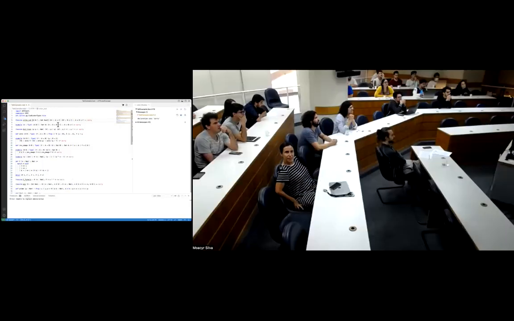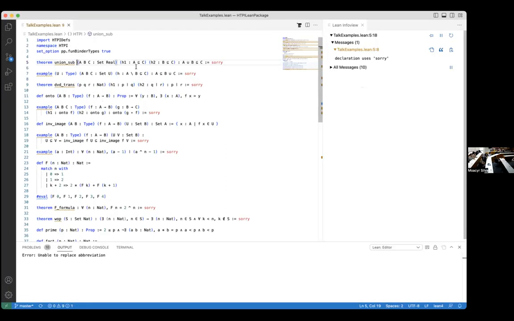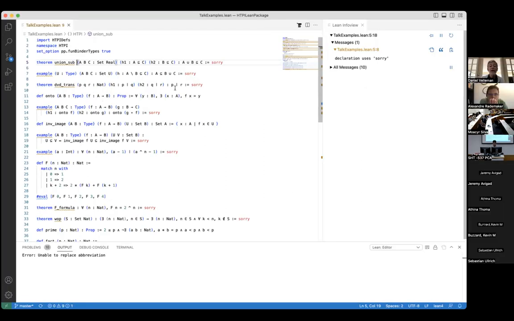My theorem has two hypotheses. H1 is the first hypothesis: A is a subset of C. Second hypothesis, H2: B is a subset of C. And the conclusion is going to be A union B is a subset of C.